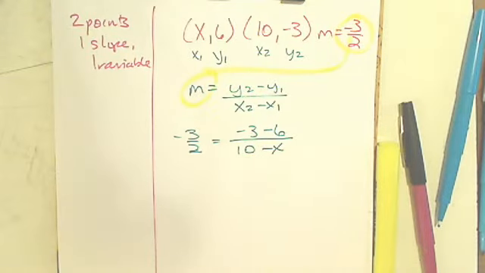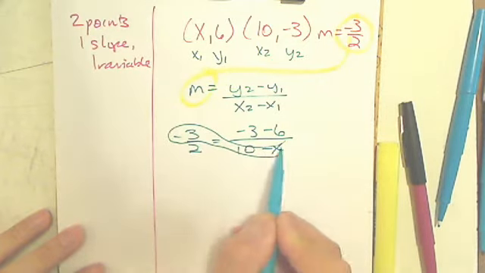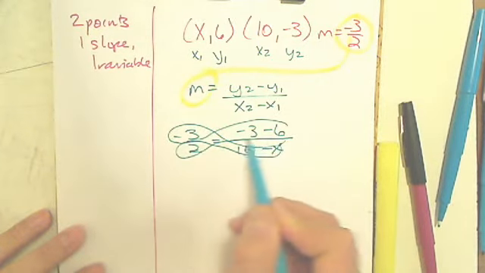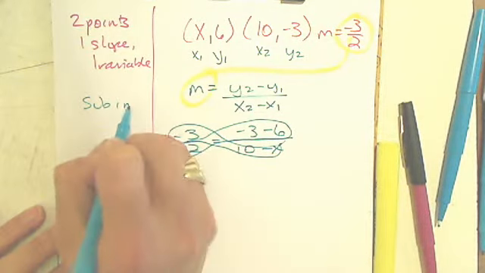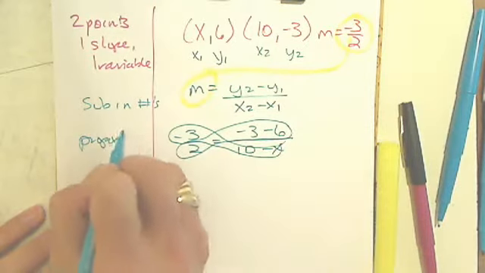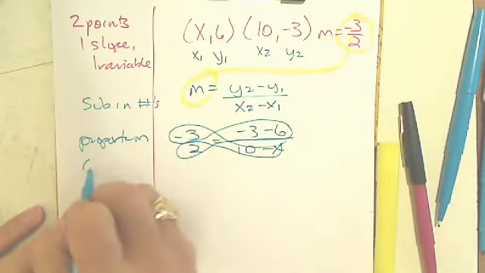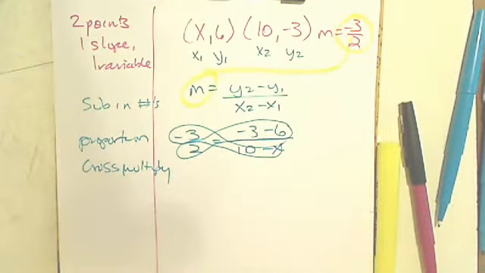No. Cross multiply. Here's how you do it. Cross multiply that. So here, I'm substituting in the numbers. I set it up as a proportion, and then I cross multiply. What do I cross multiply?